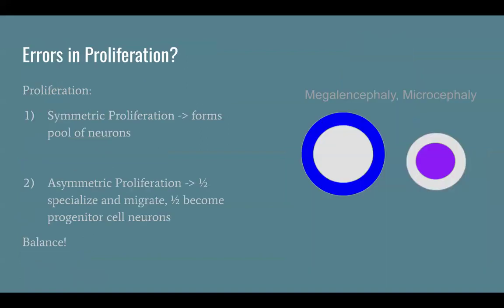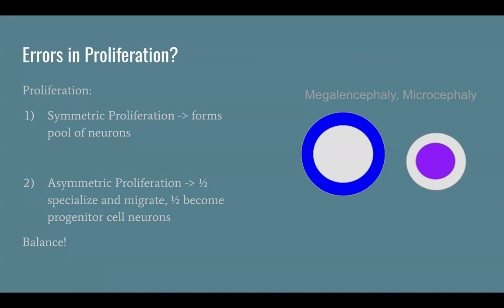Finally, errors in proliferation. I'll give you a very, very brief overview of this because I need to do a little bit more research before I can give you the final stamp. This is what I got a gist of, and I haven't fully learned this process either, so I'm going to give you a brief overview.